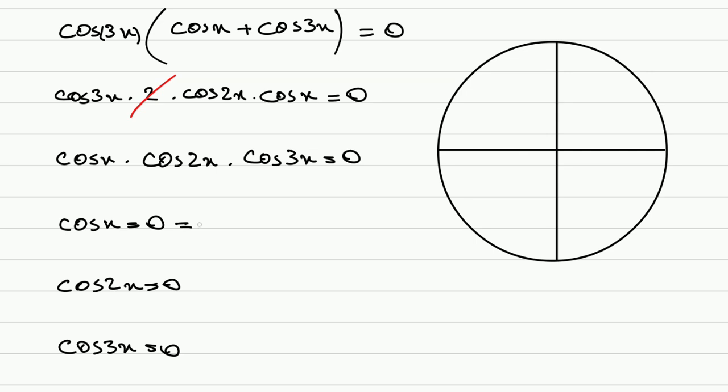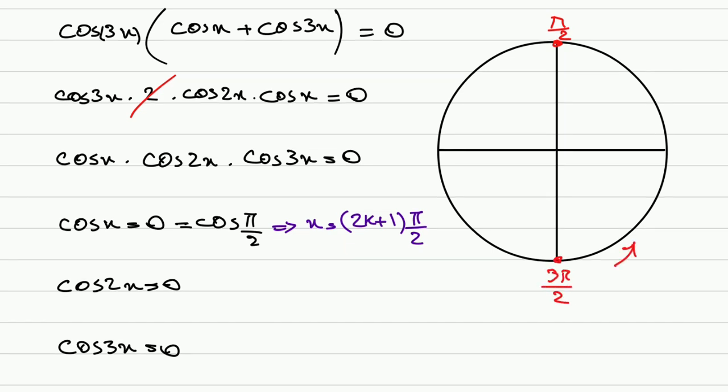So 0 is also equal to cosine of pi over 2. And this means x is equal to 2k plus 1 times pi over 2. That means odd multiples of pi over 2. So it's pi over 2, one of the answers, 3 pi over 2, and then it keeps going, so it's also 5 pi over 2, 7 pi over 2. But on the unit circle, we only show the answers between 0 and 2 pi.